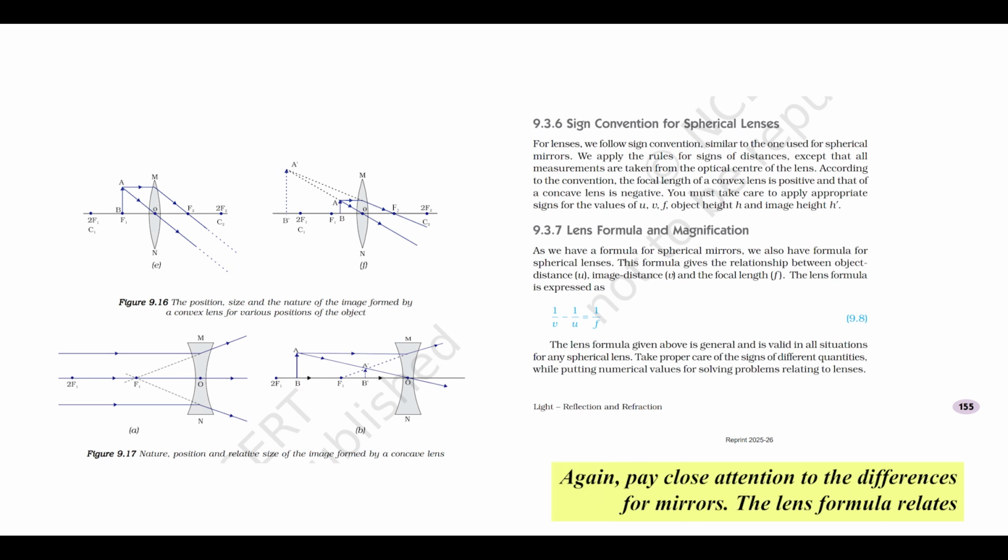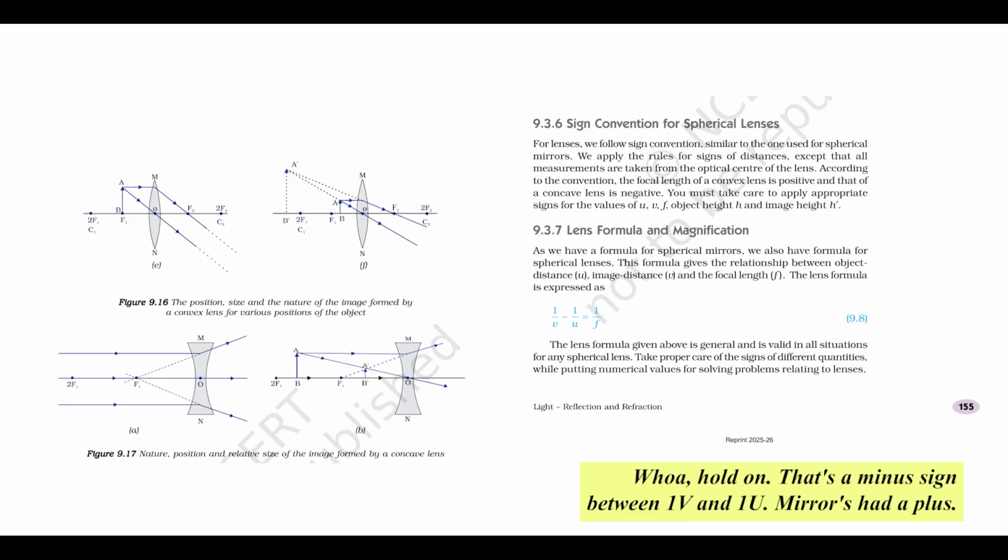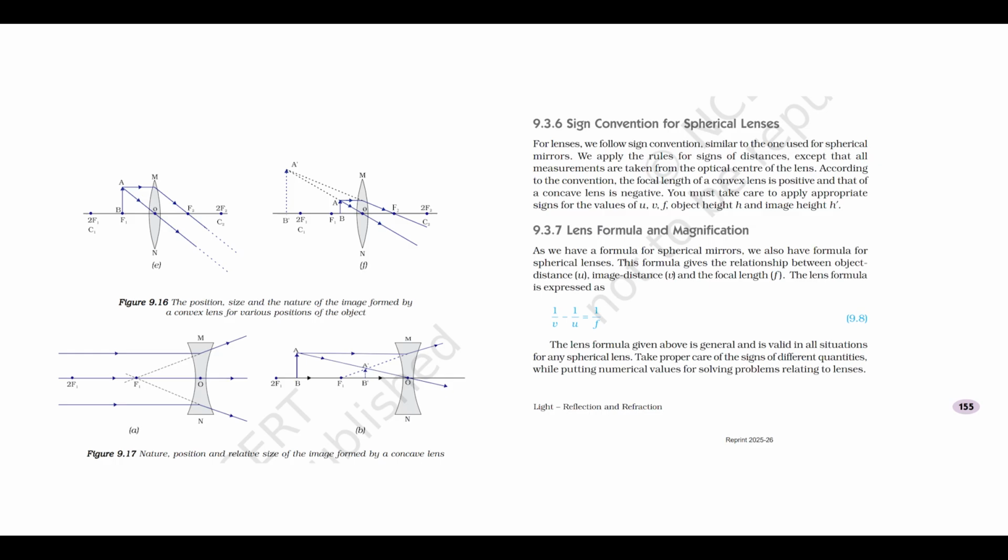Again, pay close attention to the differences from mirrors. The lens formula relates u, v, and f: 1/v - 1/u = 1/f, equation 9.8. Whoa, hold on, that's a minus sign between 1/v and 1/u. Mirrors had a plus. Exactly, that's the key difference you must remember. Lens formula: 1/v - 1/u = 1/f. Mirror formula: 1/v + 1/u = 1/f. Mix these up, and the answer will be wrong.